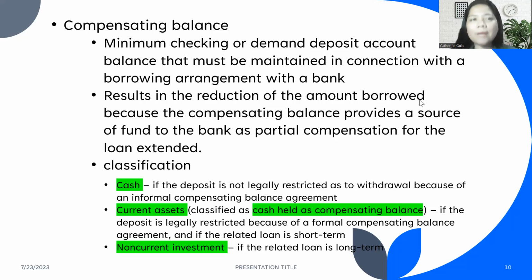Okay, so let's recap. Compensating balance can be classified as cash if not legally restricted. Current assets, particularly cash held as compensating balance, if legally restricted and related to a short-term loan. Then non-current investment if legally restricted and the loan is long term. Okay?